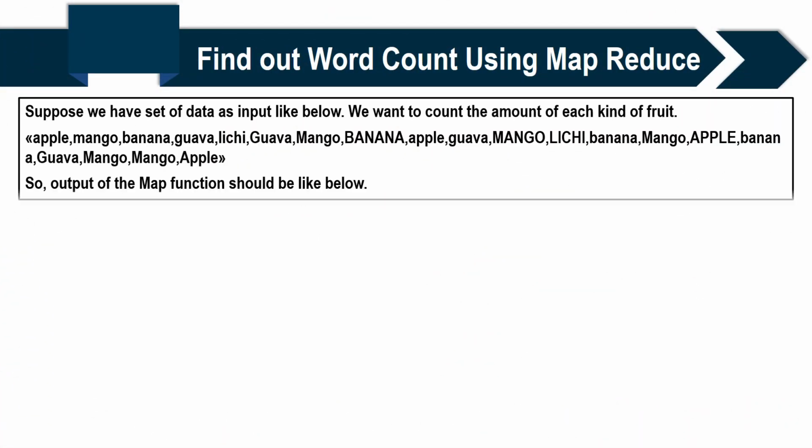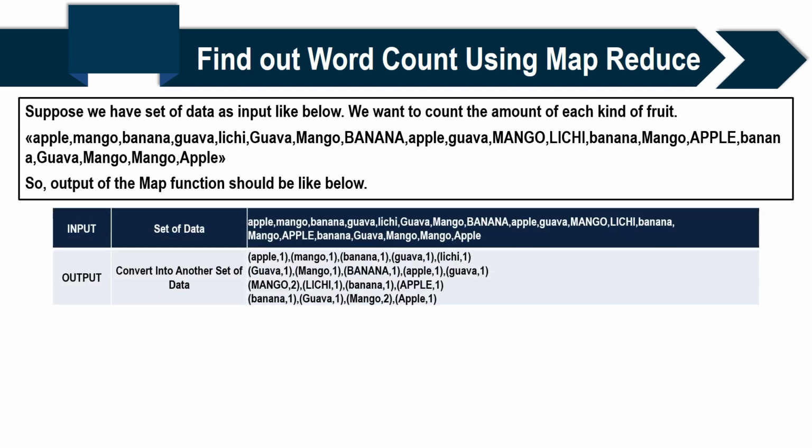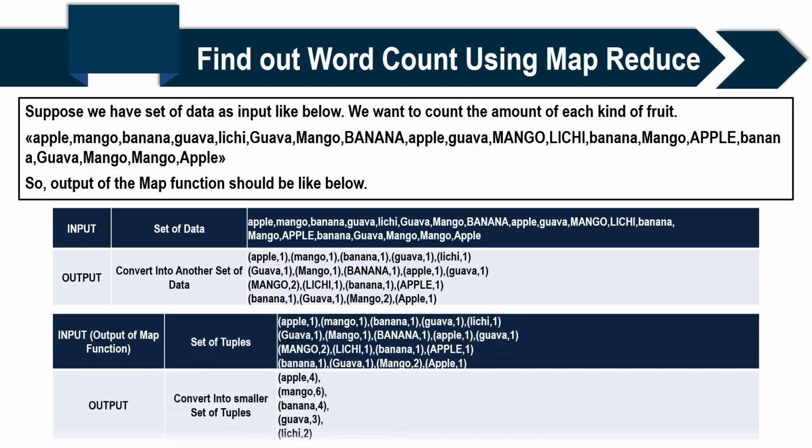So let's find out word count using the MapReduce algorithm. Here we have a large amount of data distributed across multiple files, and each of these files has names of different fruits. What we need to do is count how many times each of these fruits appears in total. So we apply the MapReduce algorithm to first create the tuples with a key and value. Here the key is the name of the fruit and the value is how many times it is appearing. In the subsequent slide, we'll see how that works.